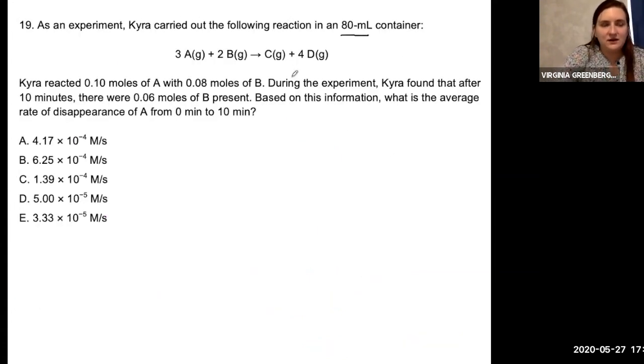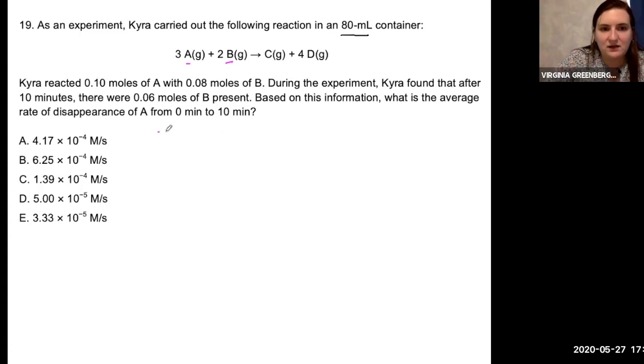So here we're looking at an experiment that Kyra runs, and it's an 80 mL container with some amount of A and B, and after 10 minutes there's this much B present. So what's the rate of disappearance of A? They're giving us information about B, then asking us about A. So we're going to have to use our stoichiometry eventually to compare these two.